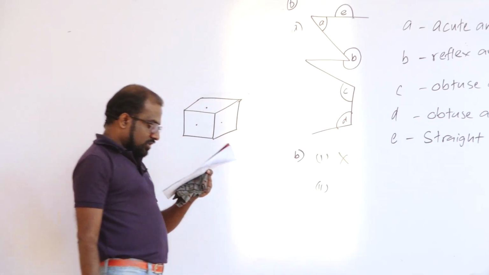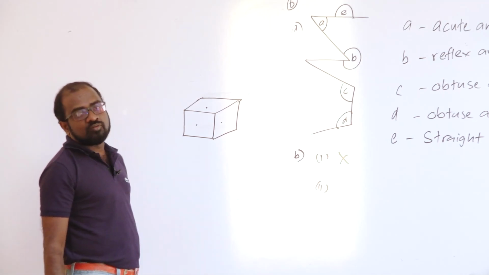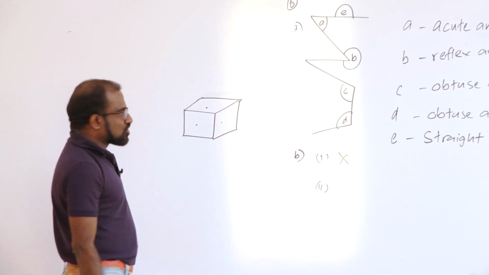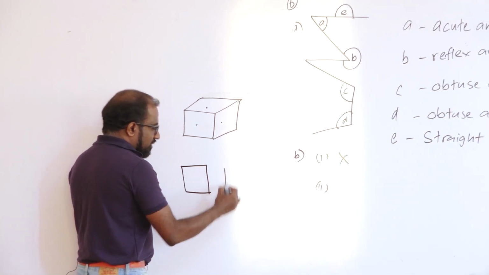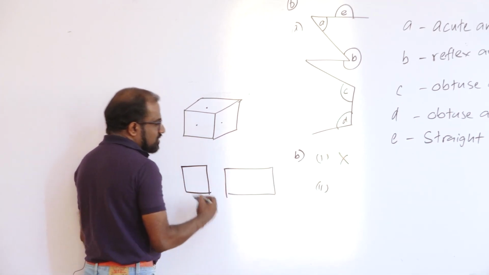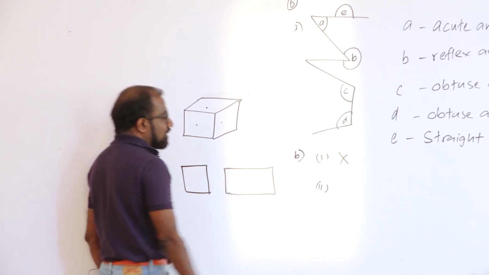Next one. The square and rectangle have an equal number of sides. Square has 4 sides. Rectangle also has 4 sides. Both square and rectangle have 4 sides each. So that's correct.